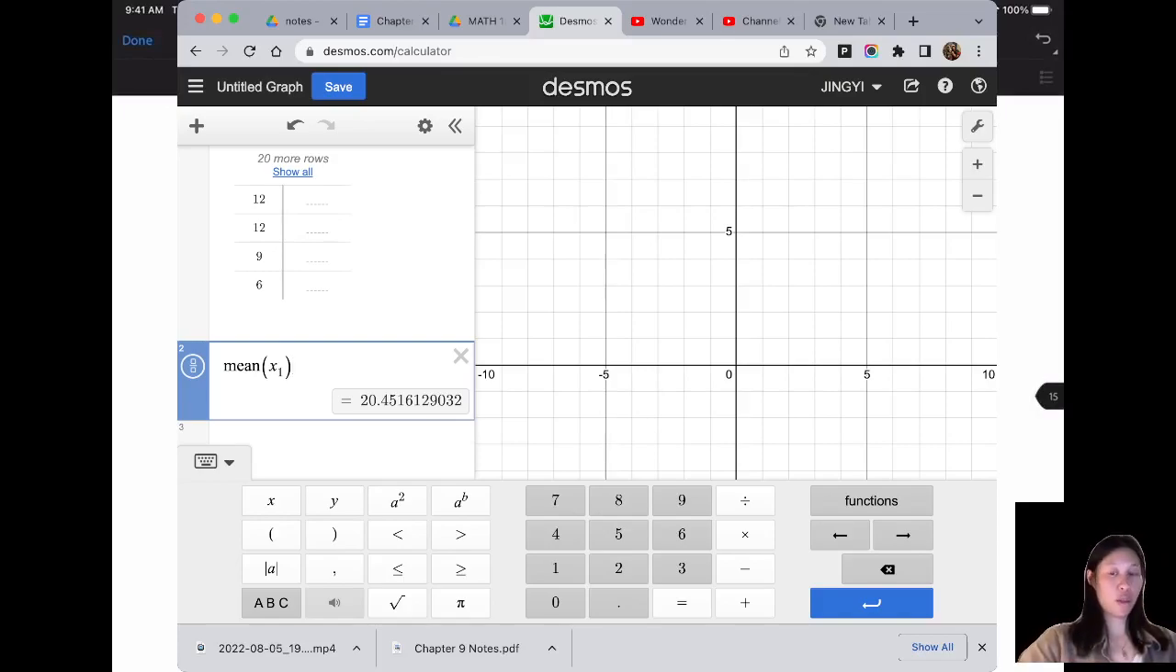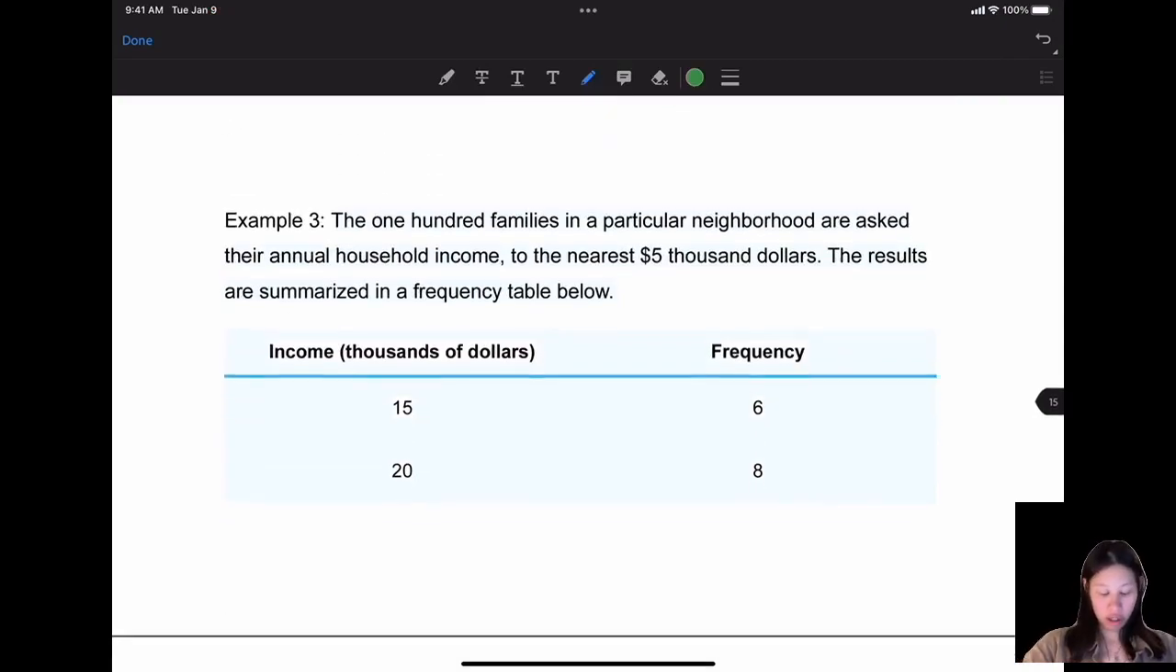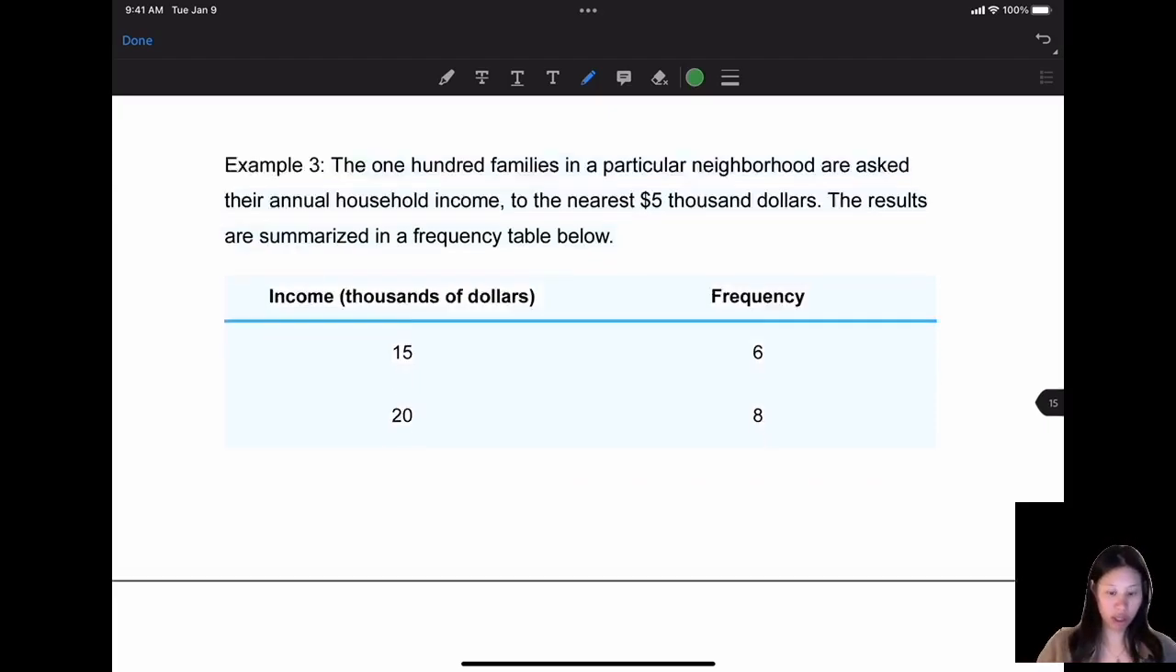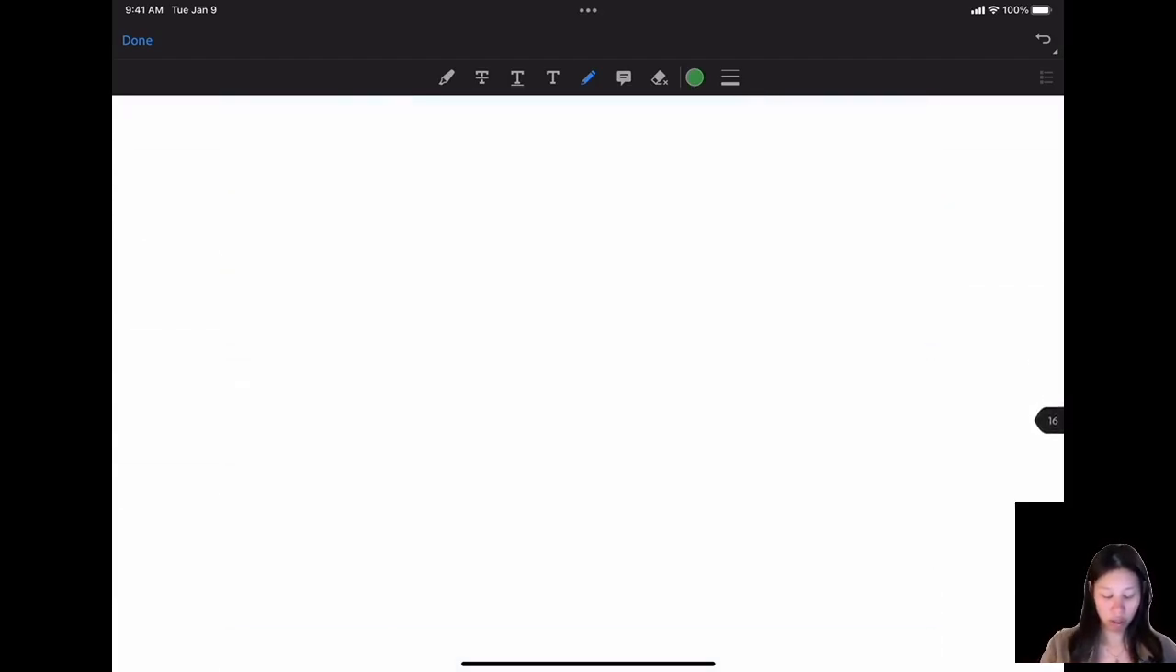So that's how you use Desmos to do that. Okay, so now let's go back to our lesson. The last example is: 100 families in a particular neighborhood are asked their annual household income to the nearest $5,000. The results are summarized in the frequency table like that. This is in $1,000. So for $15,000, there are 6 households that earned $15,000, and 8 households earned $20,000, and so on.